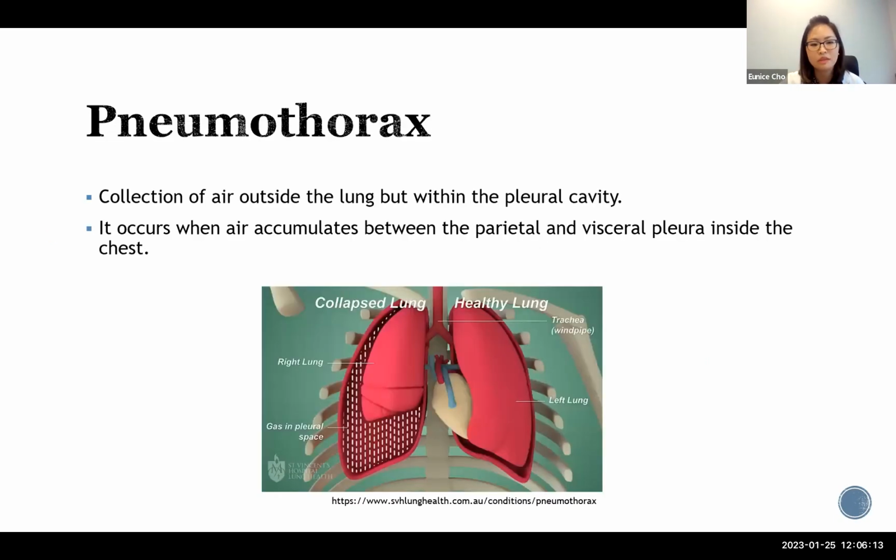Pneumothorax happens when you have a collection of air outside the lung, but within the pleural cavity. So you get air accumulating between the parietal and pleural space, and then you get the collapsed lung, and that's the phenomenon we call pneumothorax.